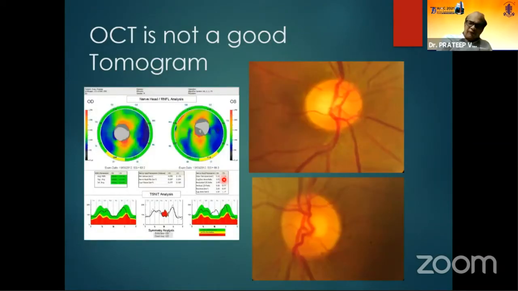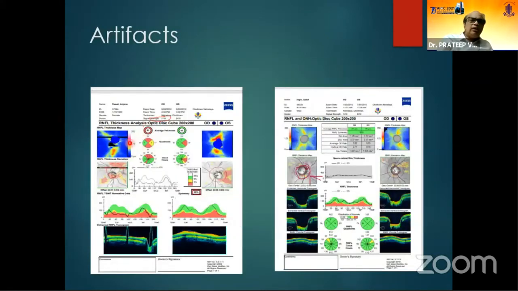And there are lots of pitfalls. It's not a good tomogram. You can see that in this, it's just a 0.2 CD ratio. But when you see this, there is almost a near total cupping. So remember one thing, that the OCT is not at all a good tomogram. Once there is a blink, you can see the blink effect. And once you do not capture the image properly, then obviously the disc is totally decentered.